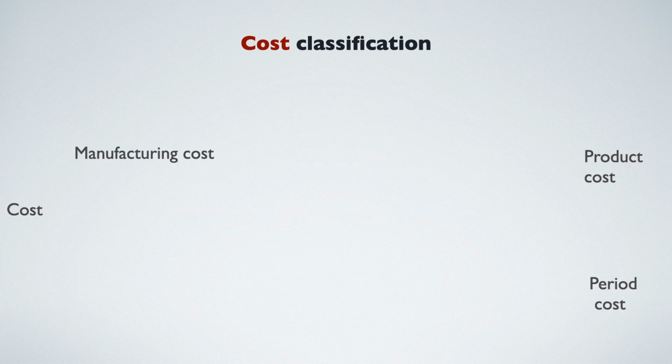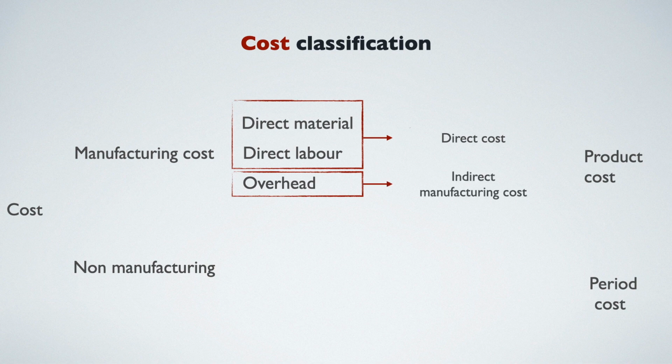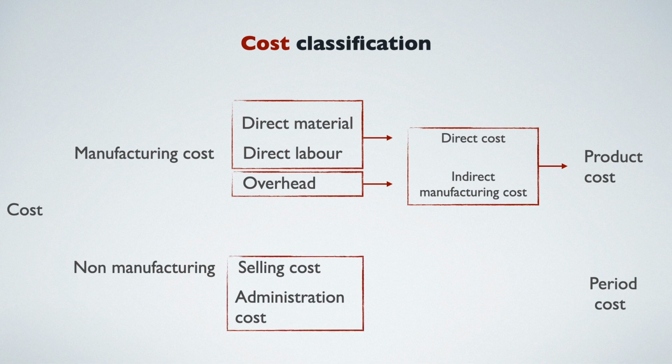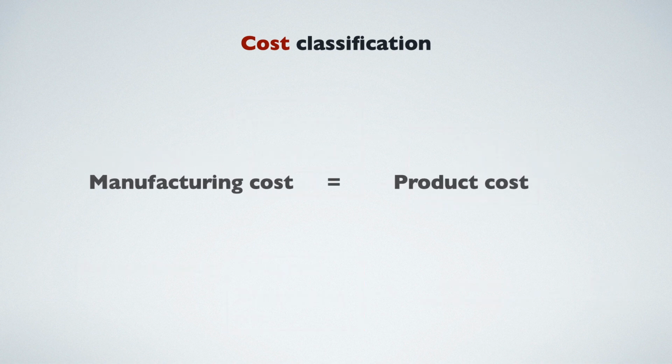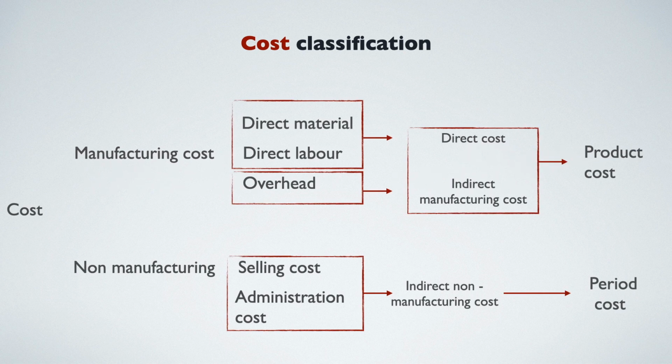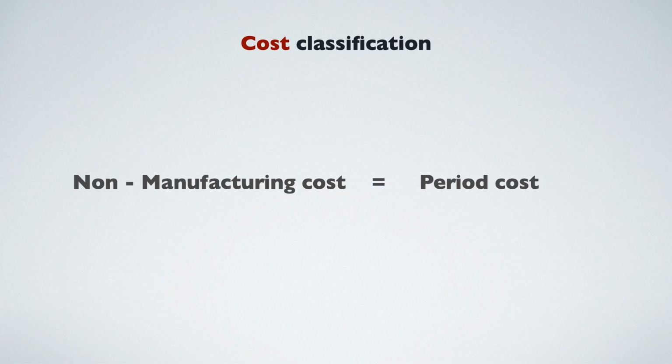To see the whole picture of cost classification from the aspect of function, analyze this diagram. Product cost is actually the combination of direct cost and indirect manufacturing cost, whereas the period cost is actually the indirect non-manufacturing cost. We can conclude now that product cost is actually the manufacturing cost. And the period cost is actually the non-manufacturing cost.